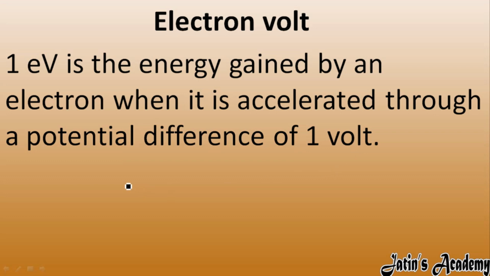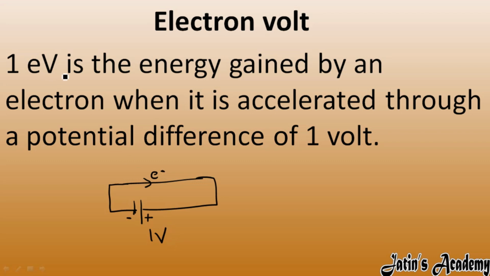For example, this is a wire and it is attached to a battery. Now carefully see, this battery creates a potential difference of 1 volt. Okay, so this is positive, this is negative. So the electron under the influence of this battery will accelerate toward the positive terminal. So the energy gained by this electron under the influence of a 1 volt battery, that is called electron volt.